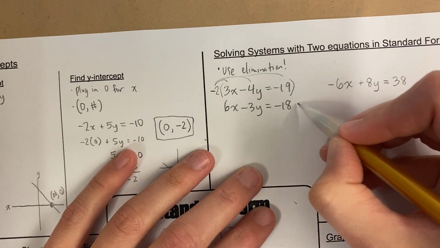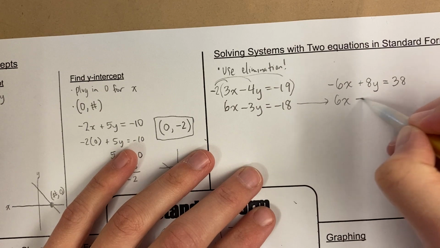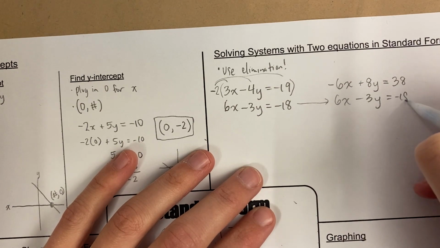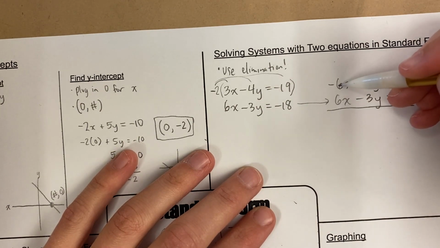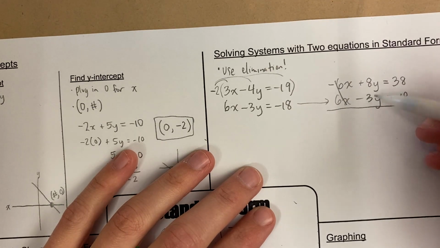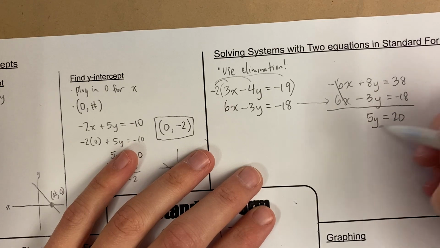Okay, and then I'm just gonna recopy this one here. And then I'm adding. This is -6 plus 6, bam. 8 plus -3, that's the same as 8 minus 3, that's 5y. 38 plus -18, same as 38 minus 18. I get 20. I'm gonna divide by 5. I get y equals 4.